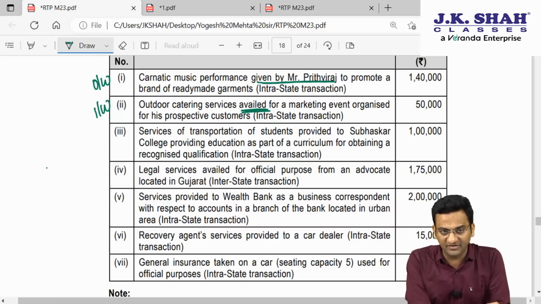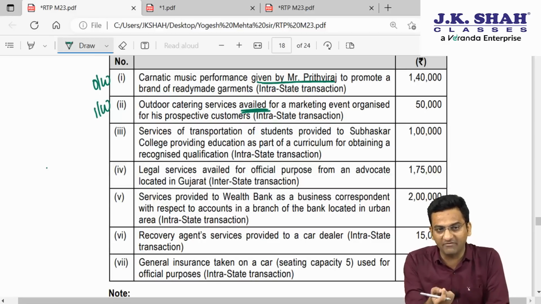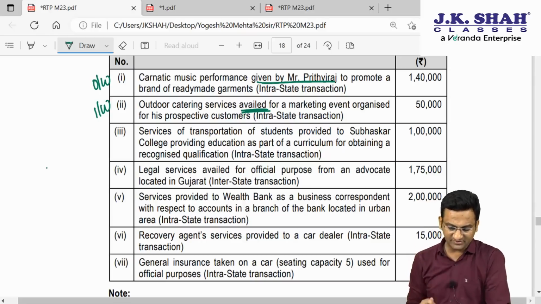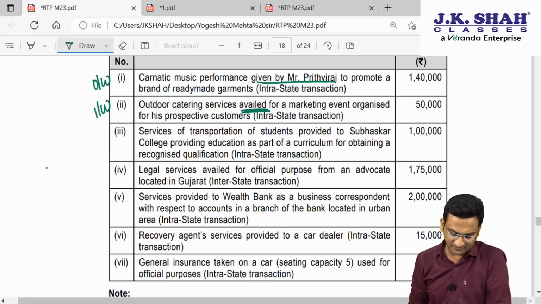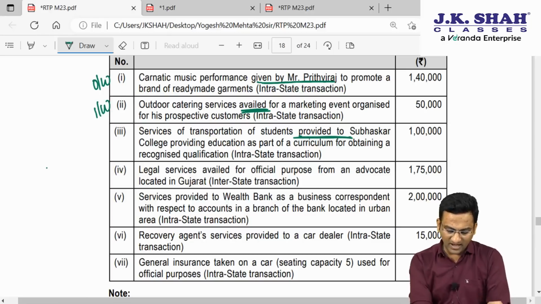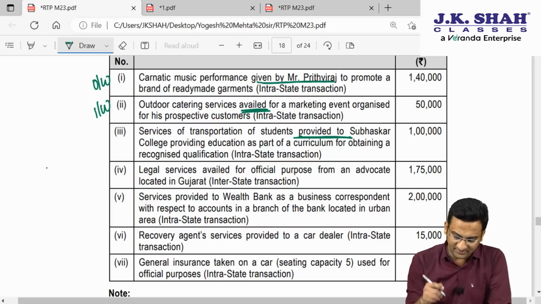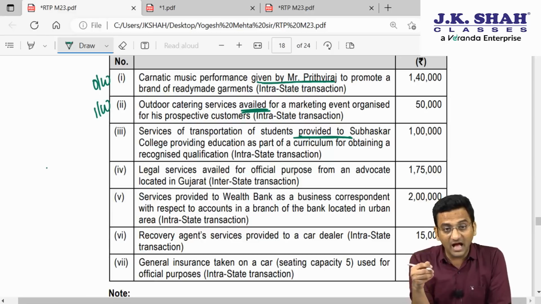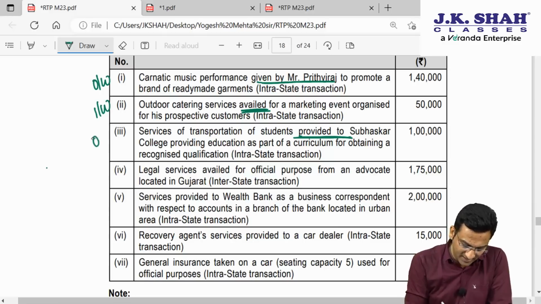Outdoor catering services availed for a marketing event organized for his prospective customers. This supply is an intrastate transaction. Services of transportation of students provided to Subhashkar College, providing education as a part of curriculum for obtaining a recognized qualification. So this is an outward supply, because these services are provided to Subhashkar.